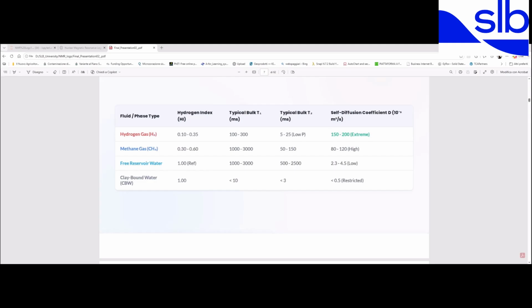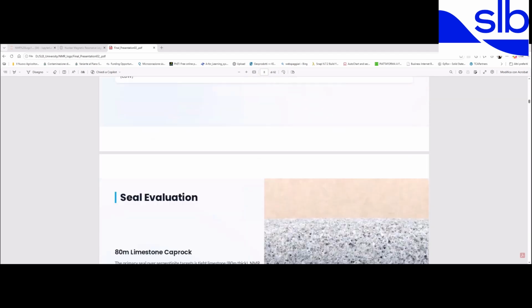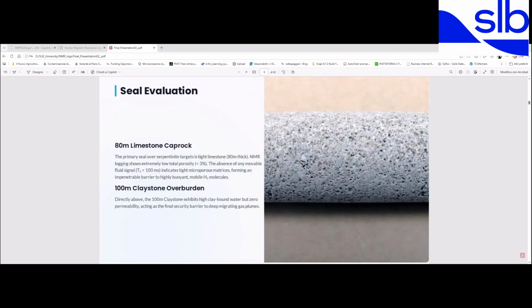The fresh reservoir water has a clear signature because it has a high bulk T1 relaxation time and high T2 relaxation time, so very low self-diffusion. So it's very easy to recognize this liquid phase from this gas phase. Clay bound water, CBW, generally has very low bulk T1 values.